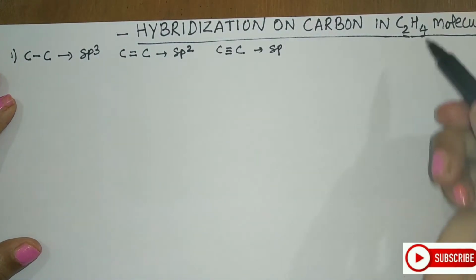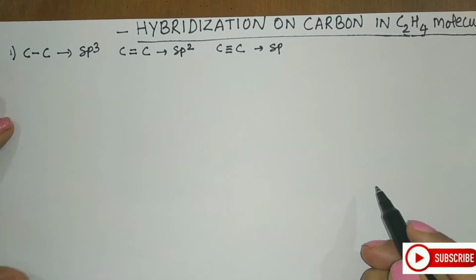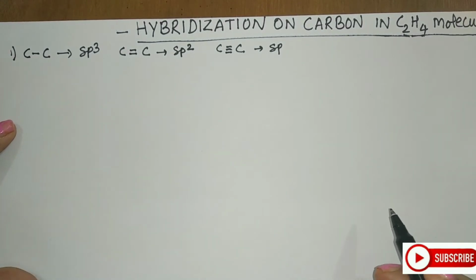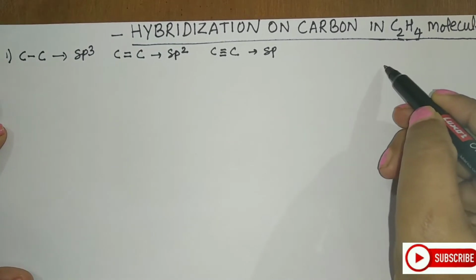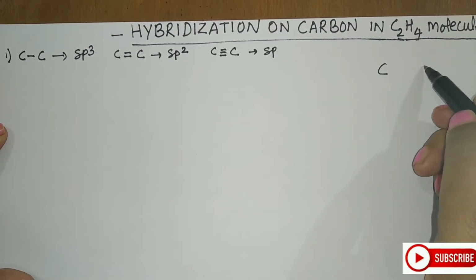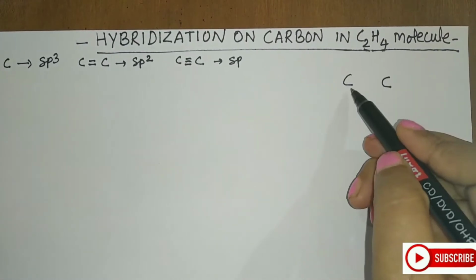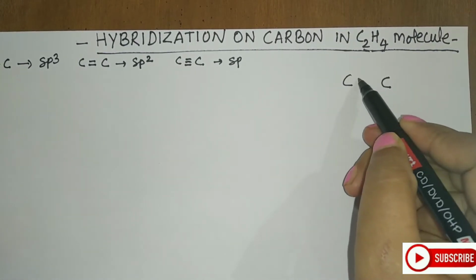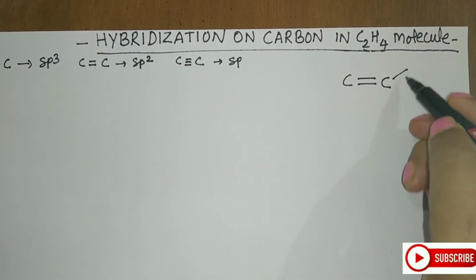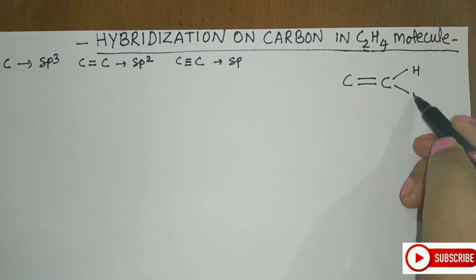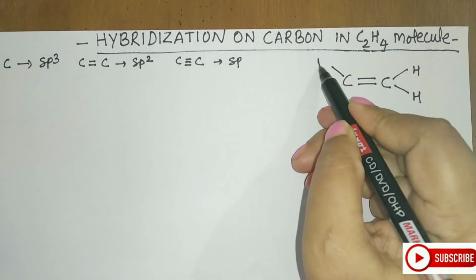Here, the molecule is C2H4. So let us draw the skeleton of C2H4 before going into the hybridization concept. The C2H4 molecule is something like this, where carbon is attached to carbon by a double bond, and in turn they are attached to 4 hydrogen atoms like this.